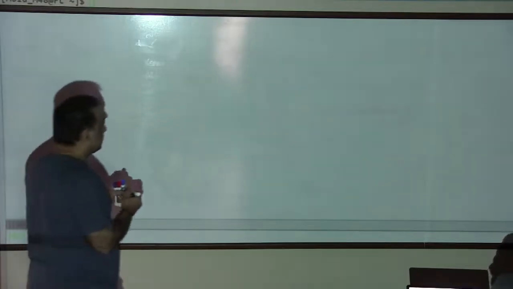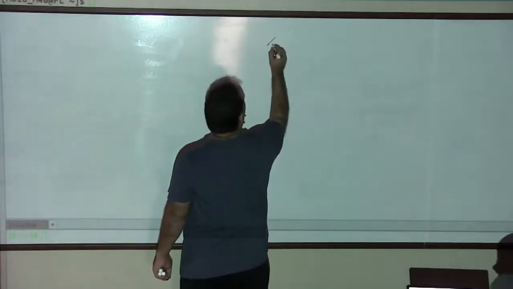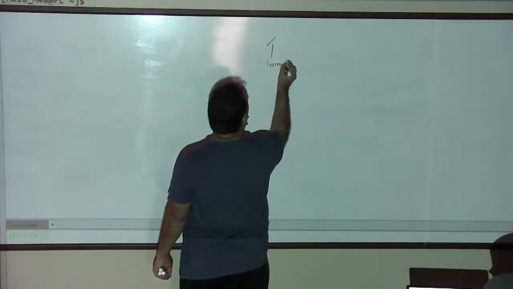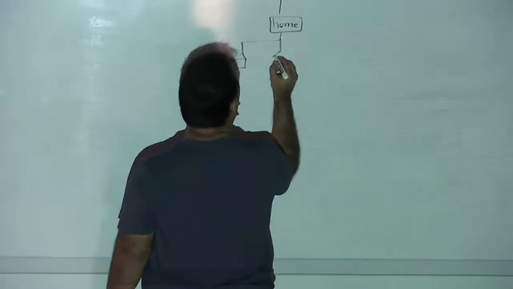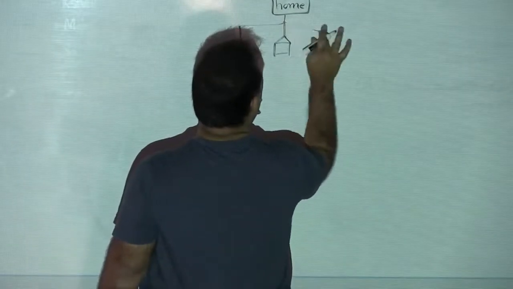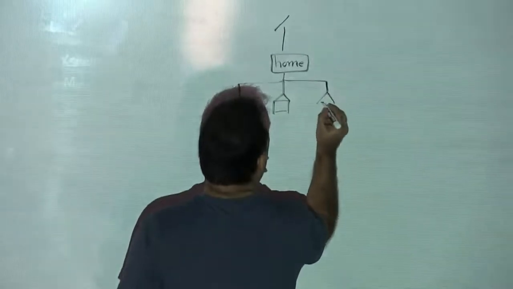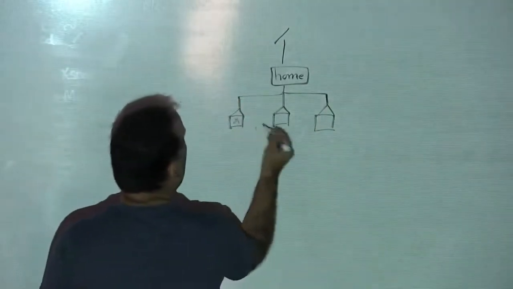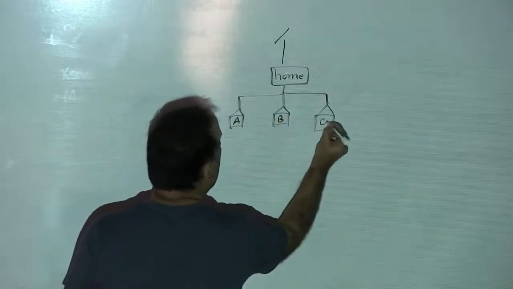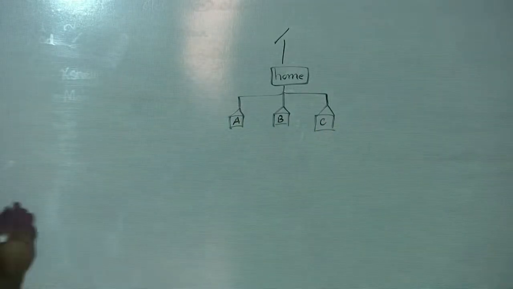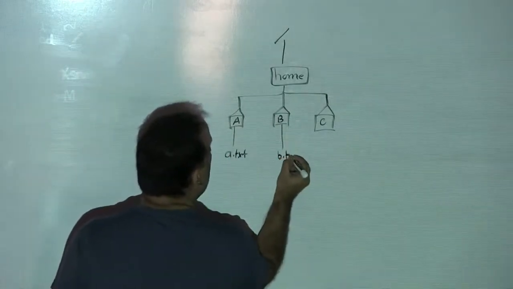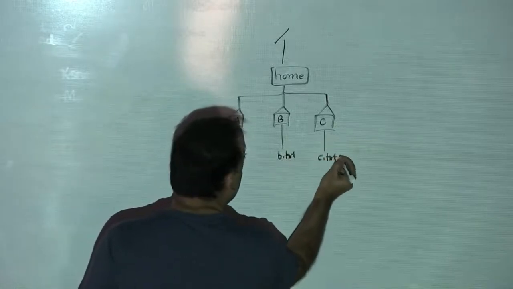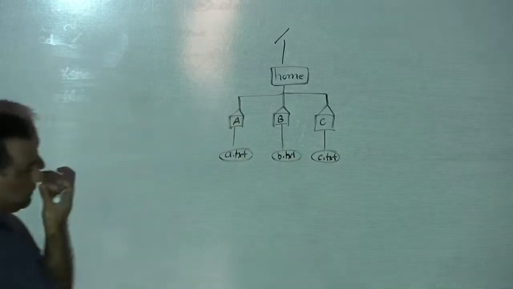So remember we said the topmost directory is root, and then you have another directory called home, and in here you have multiple homes. Every user has their own home in here. Now let's say I have user A, user B and user C. User A has a file called a.txt, user B has a file called b.txt, and user C has a file called c.txt.